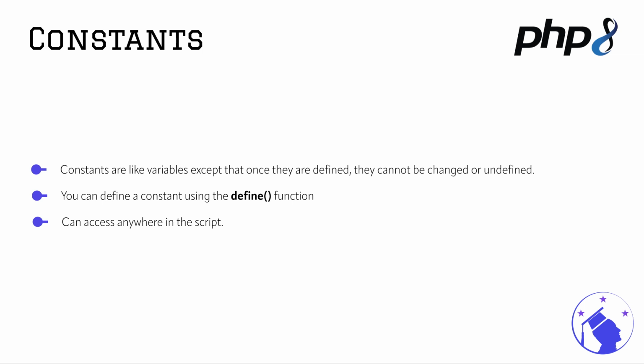Constants are global and can be used across your entire script. This makes them very useful for configuration settings that you want to be accessible from anywhere in your application. So that wraps up our section on arrays and constants. These are fundamental concepts that you will use frequently in PHP programming.